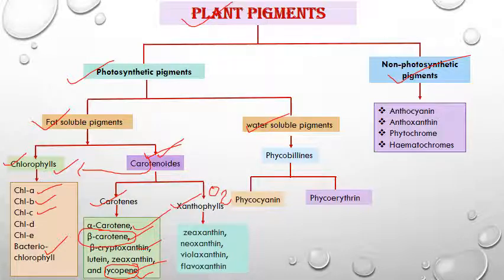Next is xanthophylls. Xantho means yellow. It is again of different types like zeaxanthin, neoxanthin, violaxanthin, and flavoxanthin. In addition to this, we have fucoxanthin also, that is also a xanthophyll.